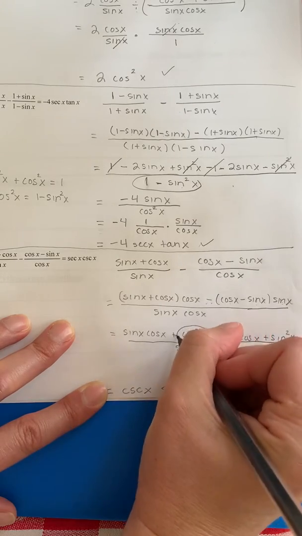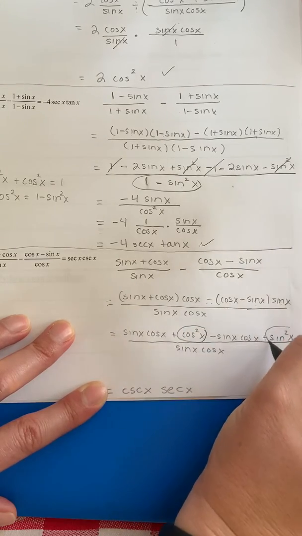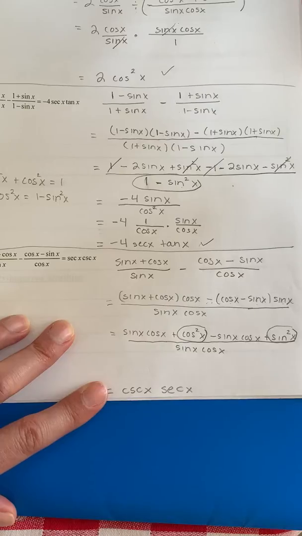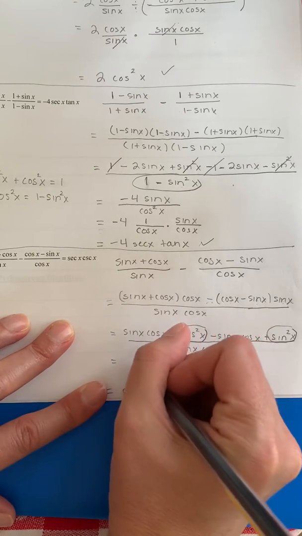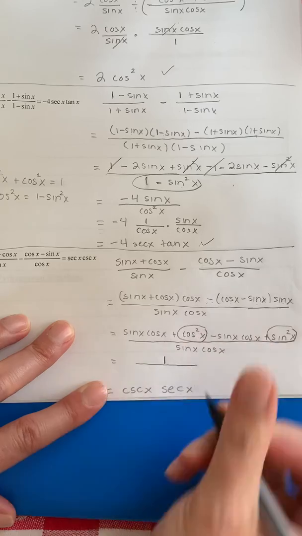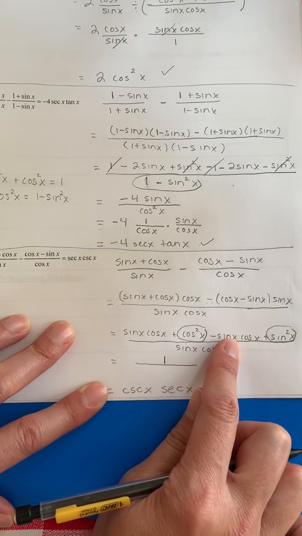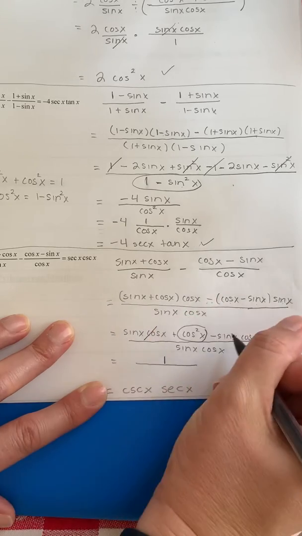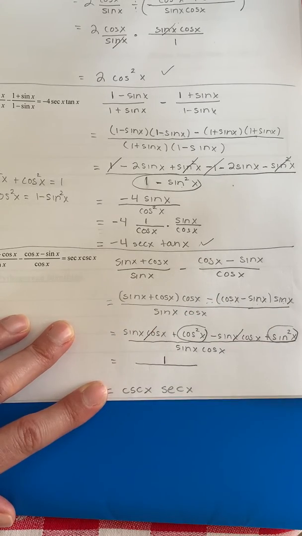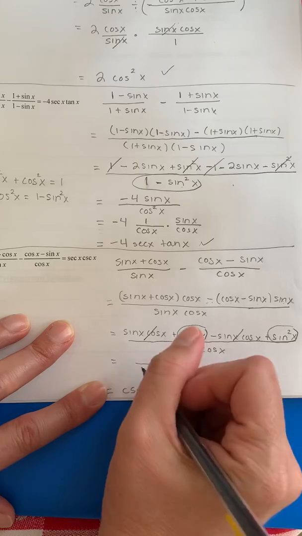All right, so this part and this part is really good news for us because we know that cosine squared plus sine squared can always be replaced with 1. Okay, so we'll have that in our numerator for sure. Also, we have these two terms. We have a positive and a negative the same, so they're going to cancel. So the only thing we're going to have at this stage is 1.